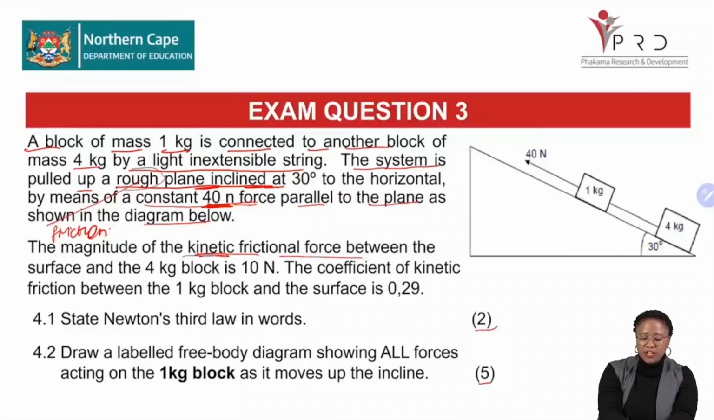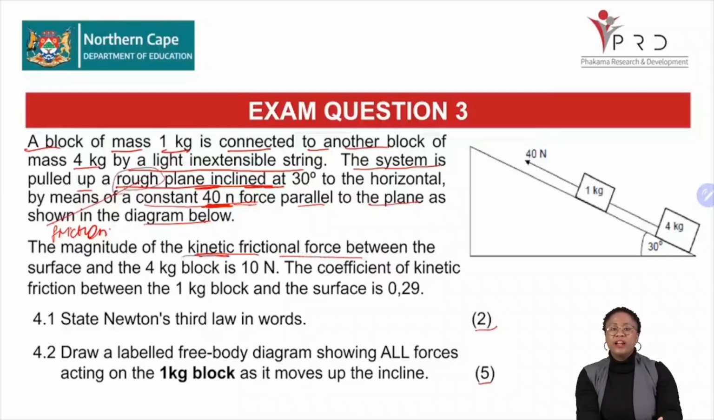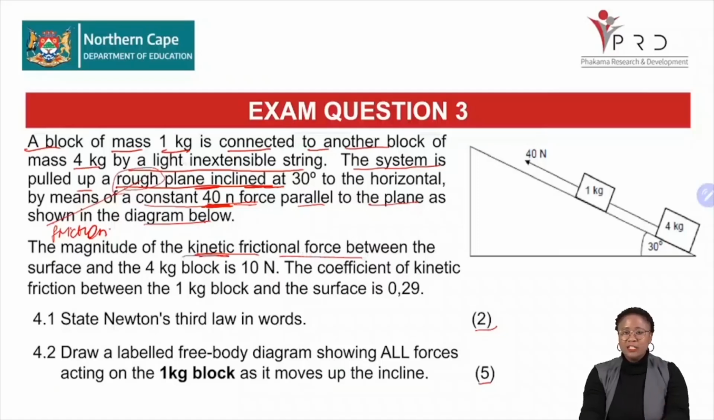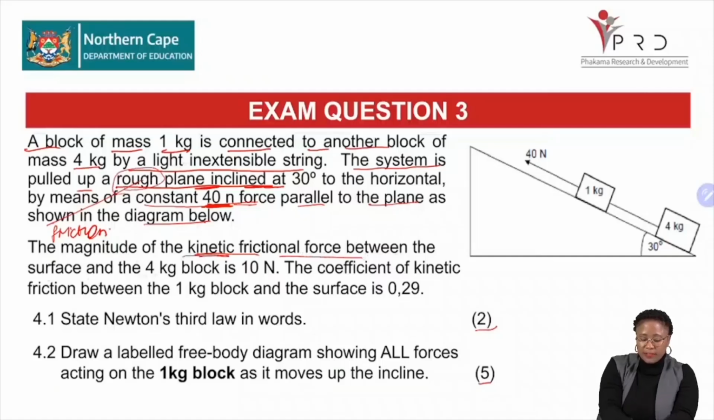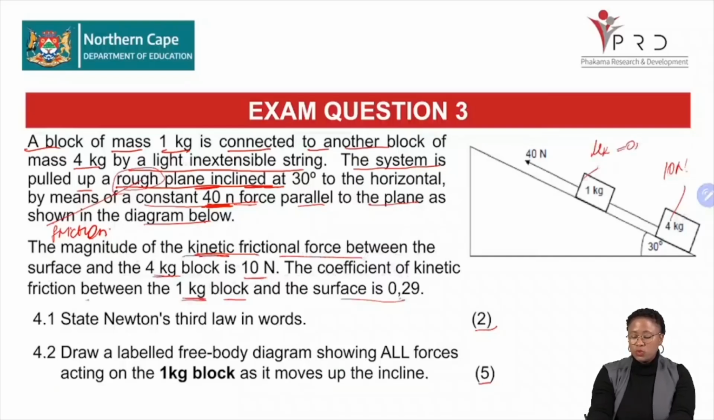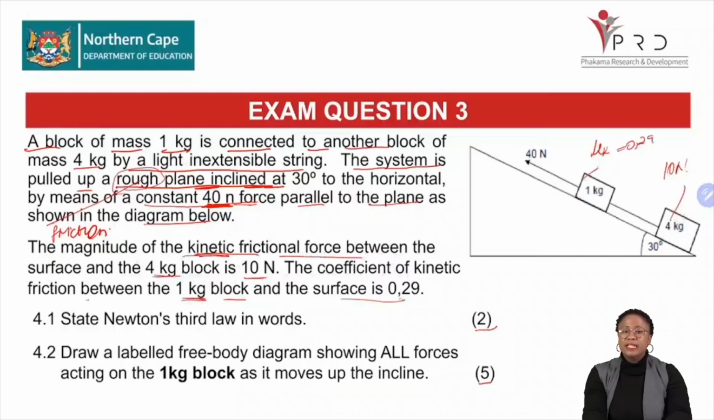We know that the friction they were talking about here, the rough surface, is the kinetic friction force. We already know that the objects are moving. Between the surface and the 4 kg block is 10 newtons. So the friction force of the 4 kg block is 10 newtons. Then the coefficient of static friction between the 1 kg block and the surface is 0.9. So here you have your coefficient of kinetic friction, which is equal to 0.29. Remember, it has no SI units.